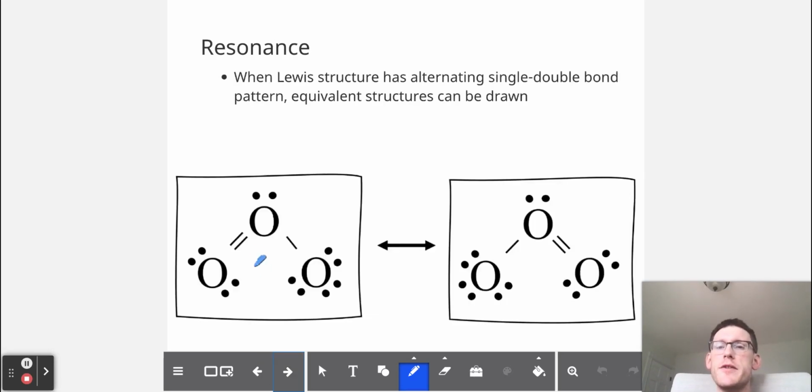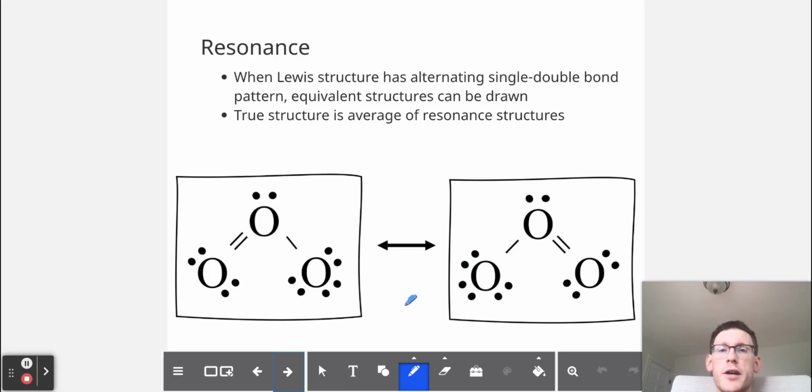Resonance can exist when you see an alternating single-double bond pattern. If we look at O3 right here, I just as easily could have drawn the double bond on the other side. And the truth of the matter is that neither of these two structures is the actual structure of O3. The true structure is the average of these two resonance structures.